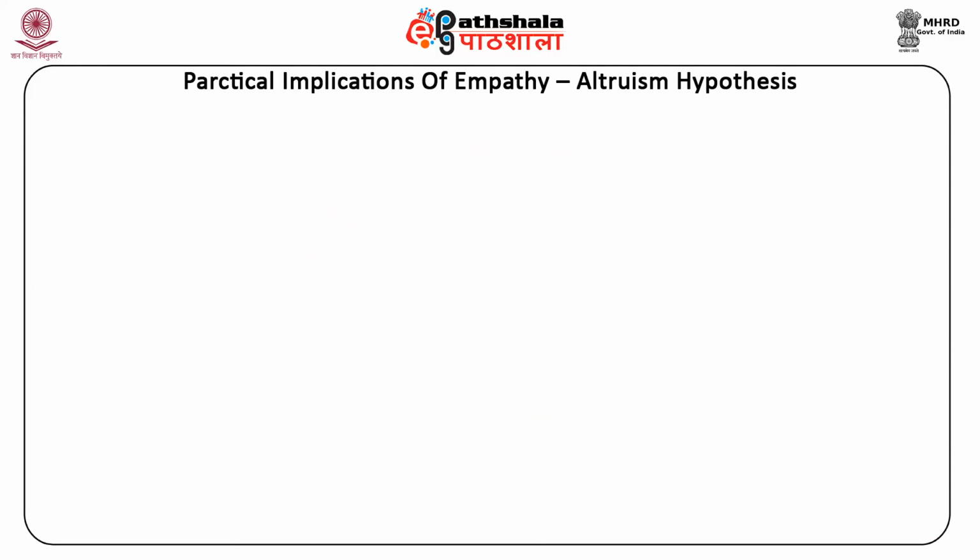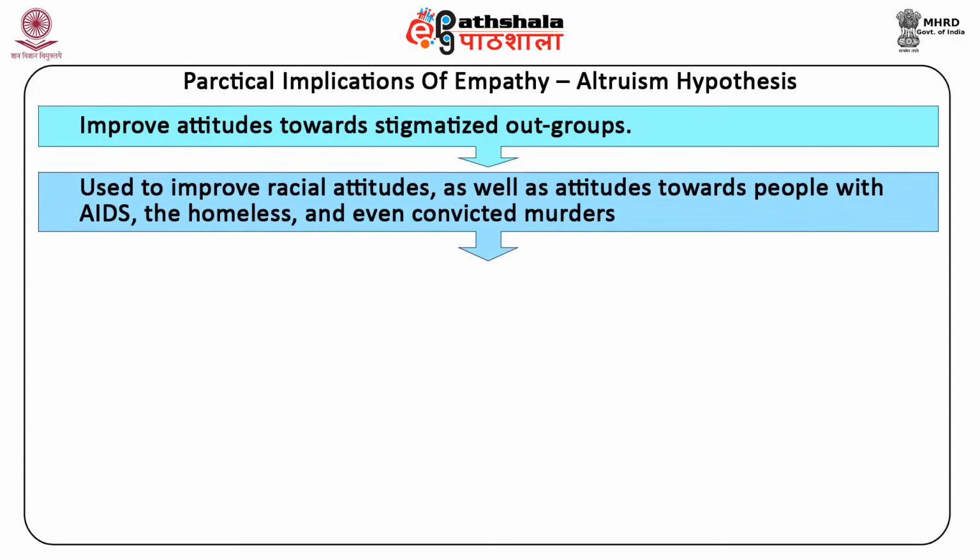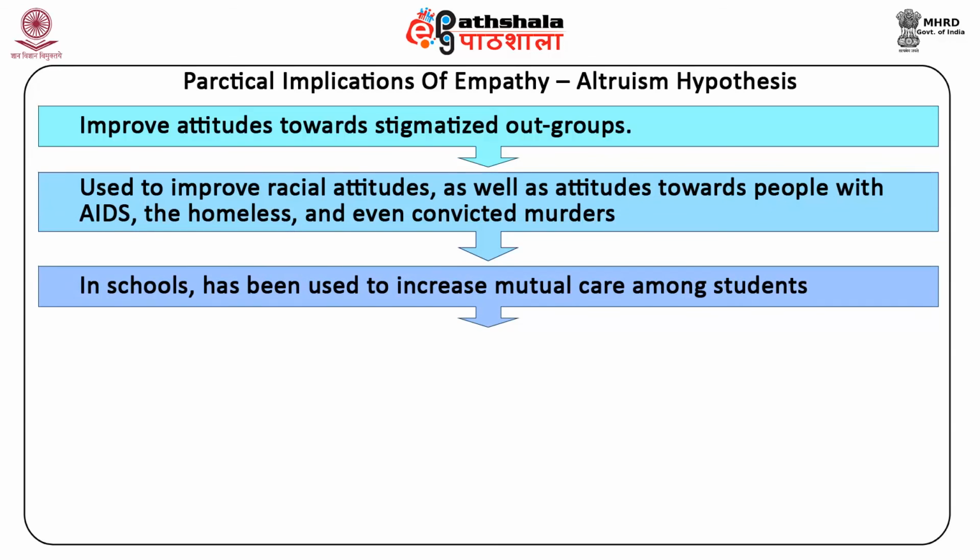On a positive note, however, empathy-induced altruism has also been found to improve attitudes towards stigmatized outgroups. At a societal level, experiments have indicated that empathy-induced altruism can be used to improve attitudes towards stigmatized outgroups. Empathy inductions have been used to improve racial attitudes, as well as attitudes towards people with AIDS, the homeless, and even convicted murderers. In schools, empathy-based training has been used to increase mutual care among students.